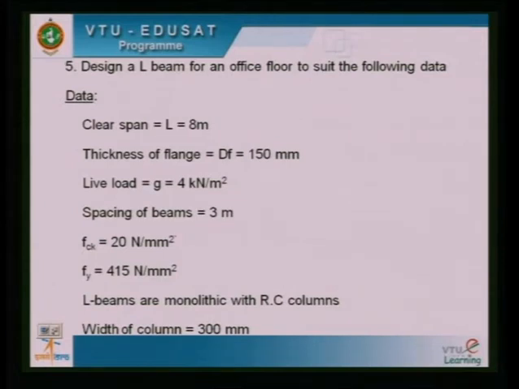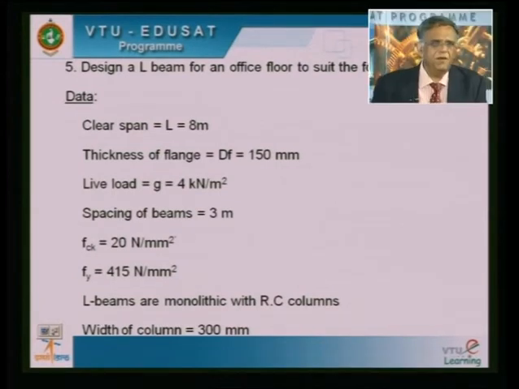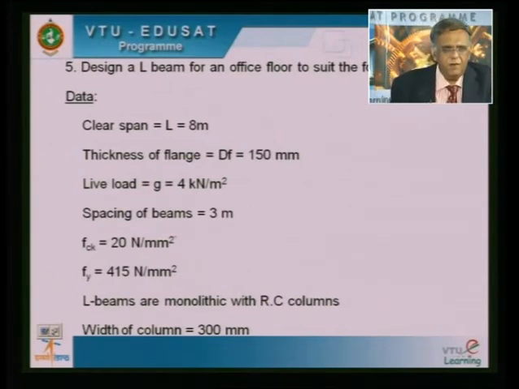Live load 4 kilonewton per meter square, spacing of beam same as in the earlier problem. I need not once again explain the different beams that are supporting the slab. fck 20, fy 415, width of the support is 300 mm. Here a column is supporting the beam and the beams are L beams.